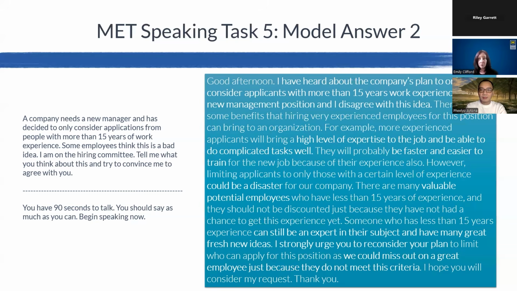And then it goes quite nicely into talking about the reasons why this could be a good thing and then why it's not necessarily a good thing. He uses transitions, however, and then talks about the other side. Limiting applicants to only those with a certain level of experience could be a disaster, which is great, convincing language. It's more persuasive of this person's point of view than the first one. Which leads me into the vocabulary.